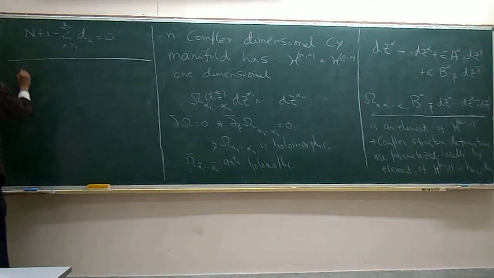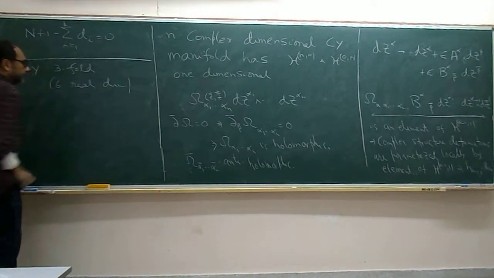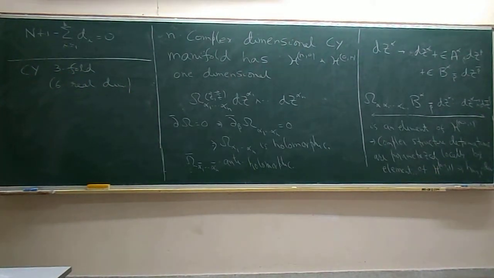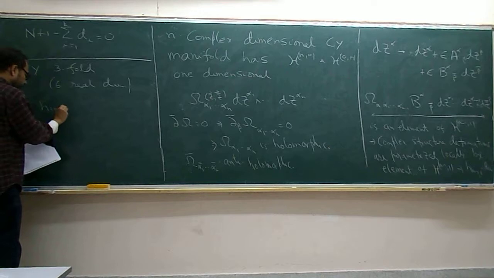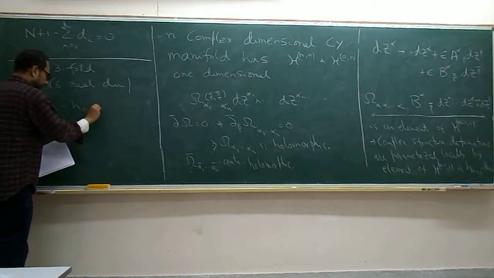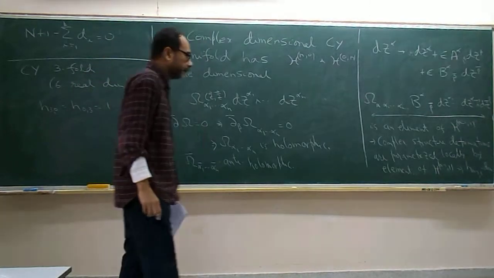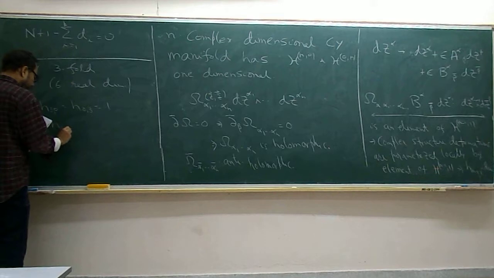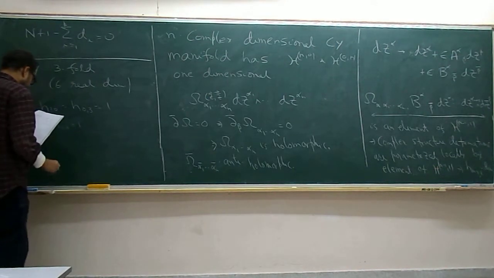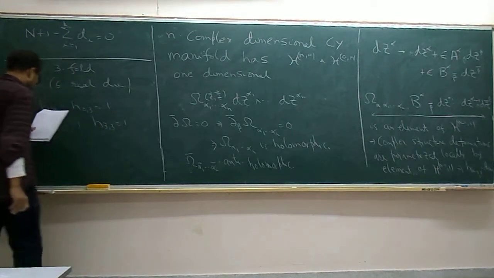So Calabi-Yau threefold means 3 complex dimensions. In this case, most of the Hodge numbers are fixed. First of all, H30 and H03 are 1. Here the holomorphic 3-forms and anti-holomorphic 3-forms. H00 is always 1 as long as the manifold is connected, and so is H33. One.